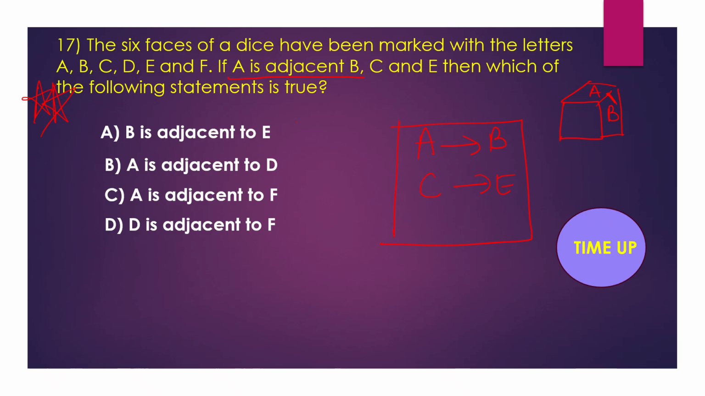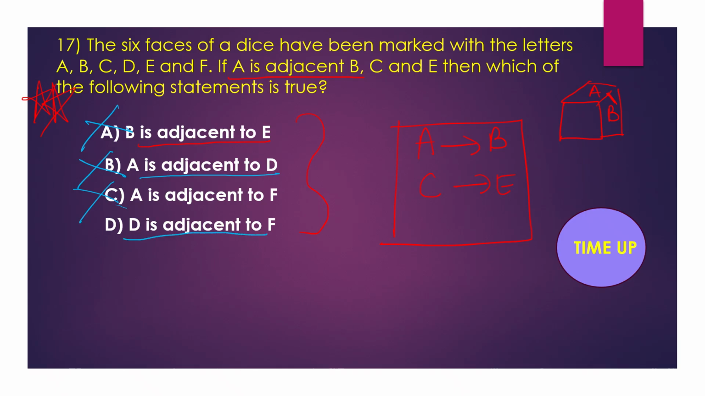So which of the following statements are true here? B is adjacent to E? No, because B is already adjacent to A. So this is wrong. Eliminate the option. Next, A is adjacent to D? No. A is adjacent to F? No. D is adjacent to F? Yes.